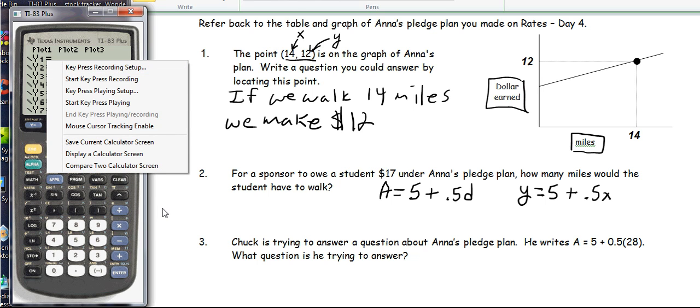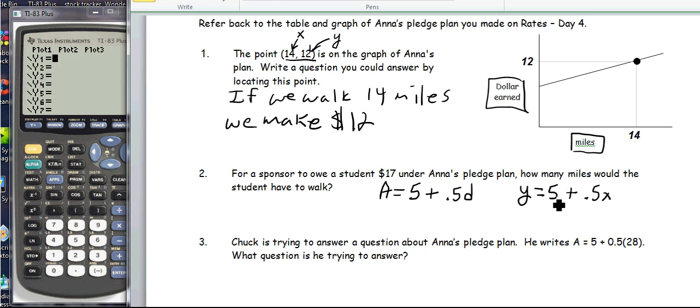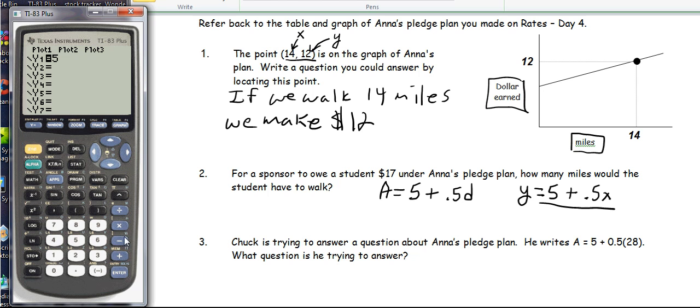And what I need to do is fill in the rest of my equation right here. So I'm going to put in 5 plus 0.5x. And I'm going to hit second, this button here, graph. Your colors may look different. I'm looking in this y1 column, that's my y values, for the number 17.